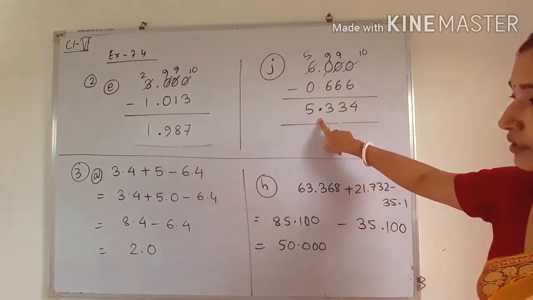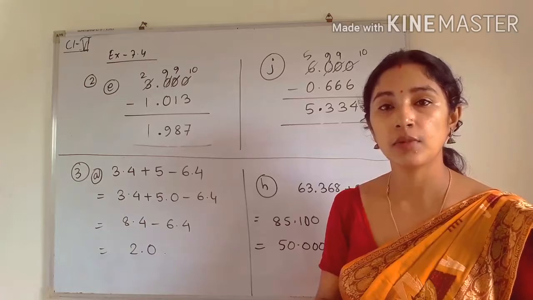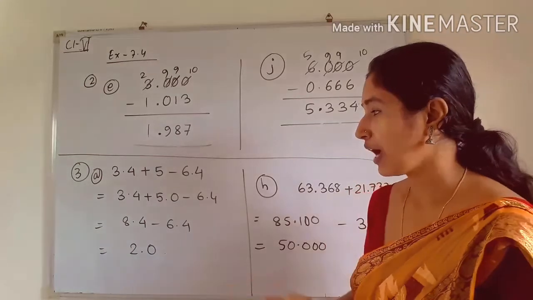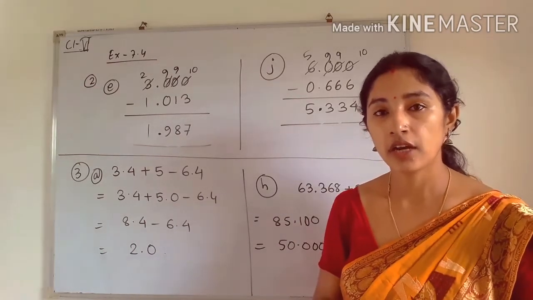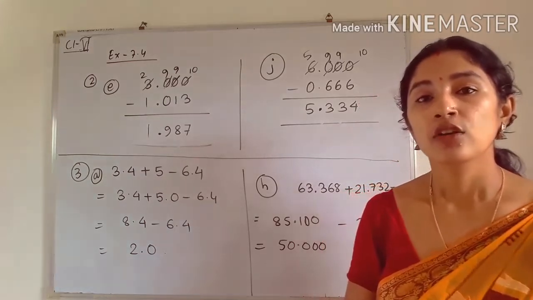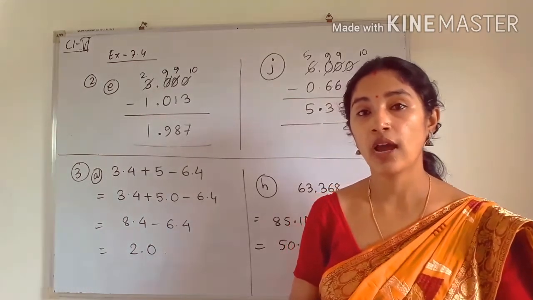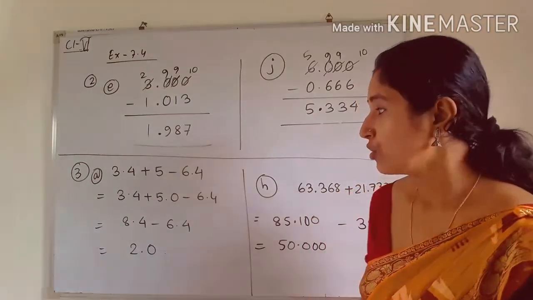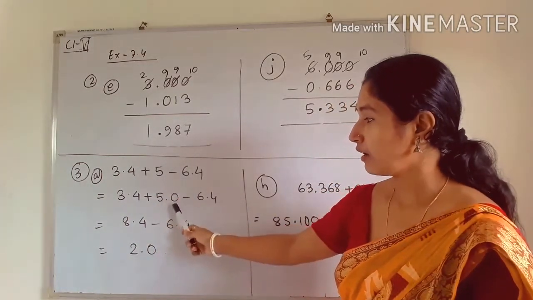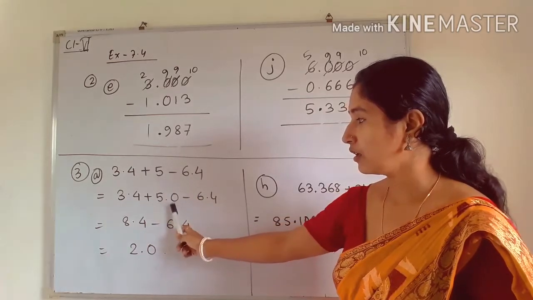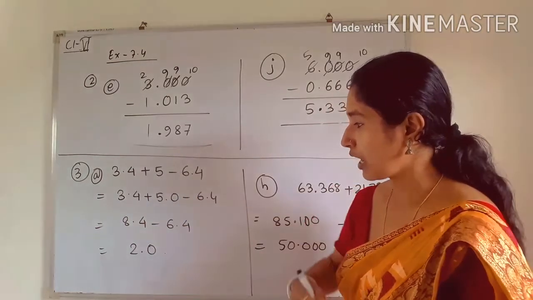Okay. Next, see here, question number 3, we have to simplify. That means there are decimal numbers. We have to add and subtract simultaneously in one expression. Addition and subtraction, both are given. So already we know the BODMAS rule. According to the BODMAS rule, we have to add first and then subtract. So here also we will add first. So 3.4 plus 5.0. I can write 5.0, which is an equivalent decimal of 5. So we'll add 3.4 and 5.0.